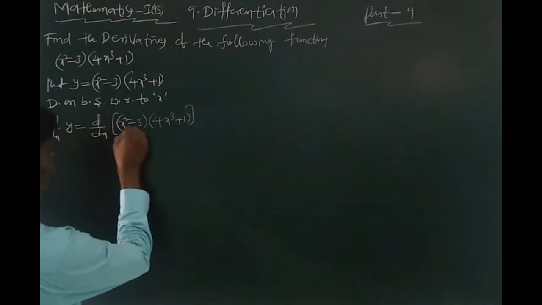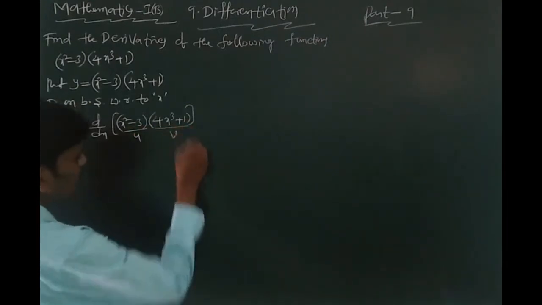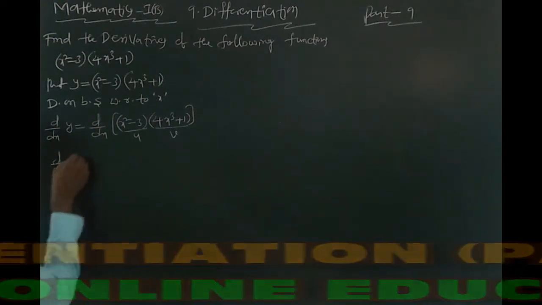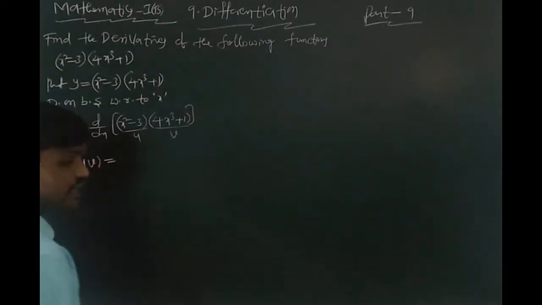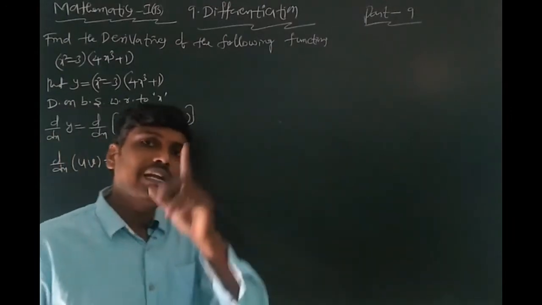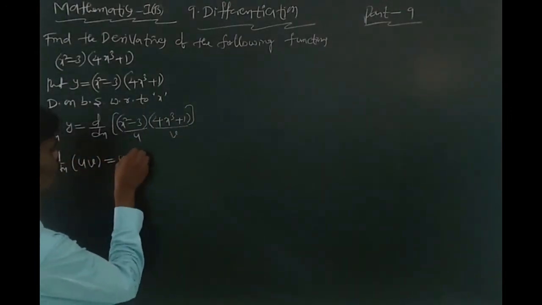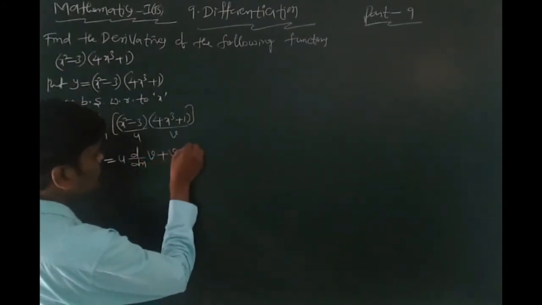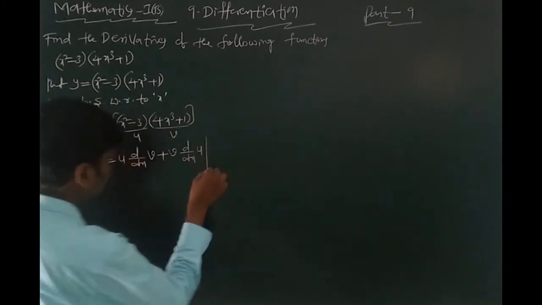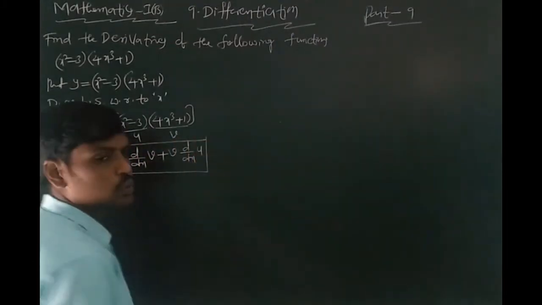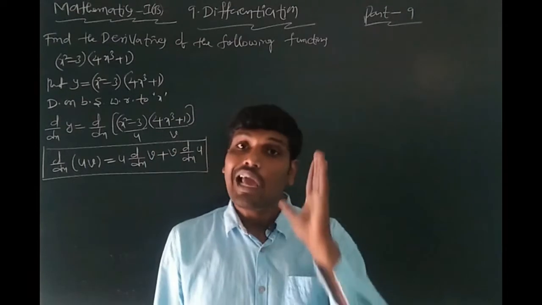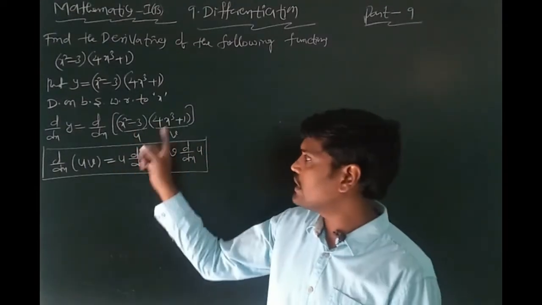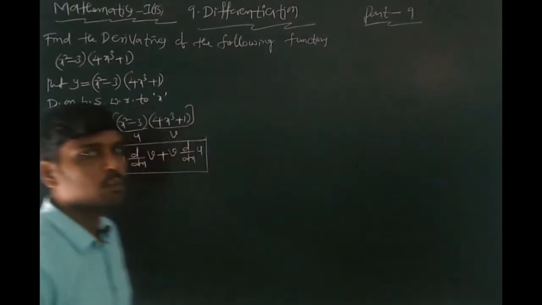After that, you can write this first function as u and second function as v. This is in the form of the derivative of u into v. What is the derivative of u into v? The formula is u into d by dx of v plus v into d by dx of u. This is the derivative of uv. In this formula, the u value is x square minus 3, and the v value is 4x cube plus 1.